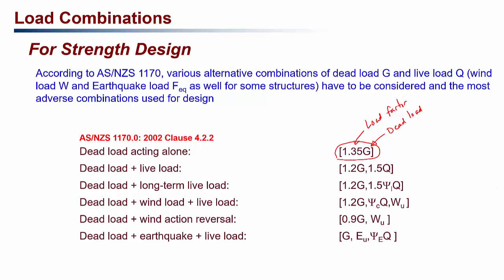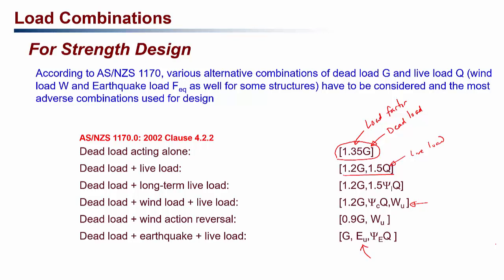So when the structure is subjected to only the dead load, we are using a 1.35 load factor on the dead load. And when the dead load and live load are acting together, we have to use this load factor. That means we have to use 1.2G plus 1.5Q. G is the dead load and Q here is the live load, and both of these loads are acting together, right? And apart from that, we also can have the wind load acting as well, so in that case, wind load is also taken into account here. And if it is earthquake loading, we have the earthquake loading, Eu, taken into account as well.